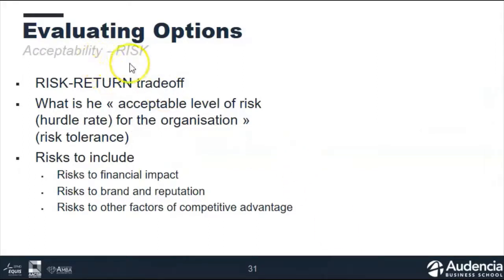So the first is going to be the risk-return trade-off. We know this. If we want low risk, we better be ready to have low return. And what we're going to try to do when we assess risk is try to get an idea of, well, what's the acceptable level of risk that we've got? Well, there's a lot of risks to include. There's the risks of financial impact. If we take it, what are the risks that it doesn't pay off?